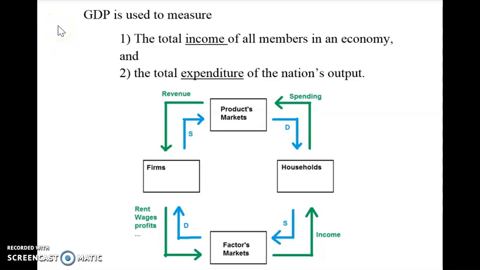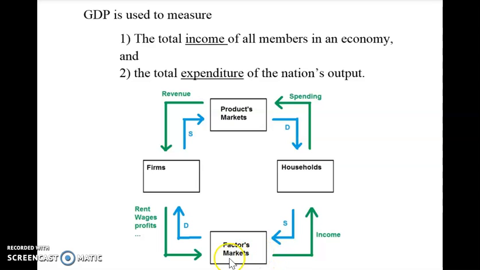It is used to measure 2 things. One is the total income of all members in an economy. The other one is the total expenditure of the nation's output. So for the first one, the total income of all members in an economy, let's take a look here. It is as if we set a checkpoint in the factors market. Whenever households receive any payment income, we just add that, and that is the income of all members in an economy.